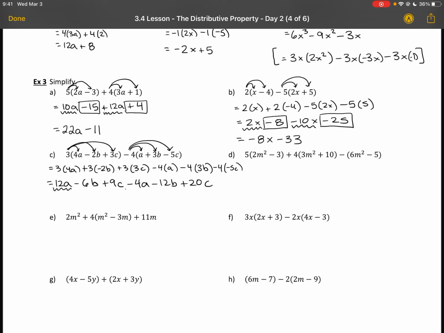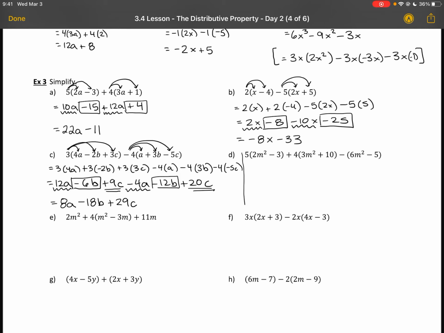I'm going to notice that I have two terms that have an a, two terms that have a b, and then two terms that have a c. So I can combine those together using like terms. 12a minus 4a is 8a. Minus 6b minus 12b is minus 18b. 9c plus 20c is plus 29c. I don't have any more like terms, so that is as simple as my equation can get.